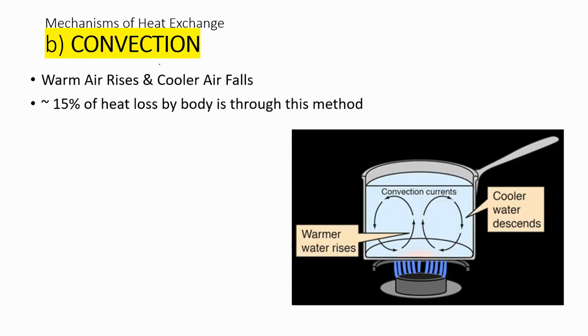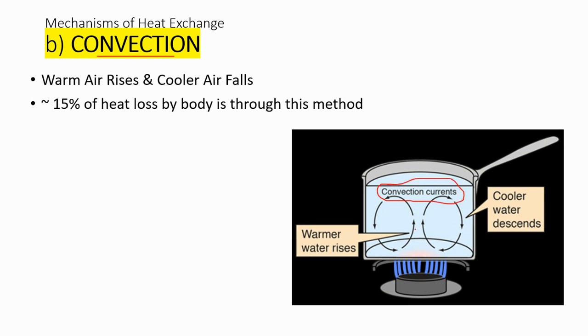Mechanisms of heat exchange, part 2. This is convection. This is what happens inside the center of the Earth as well. So we've got warm air rising, cold air falling. Warm air rises because it's less dense. Cold air falls because it's more dense. So it creates this convection current that happens.